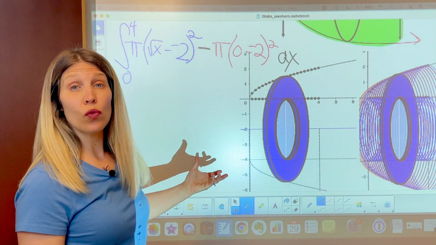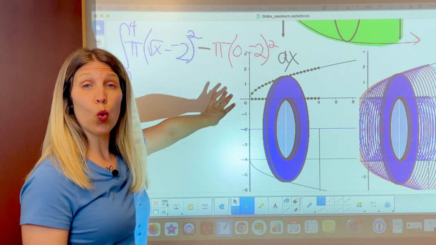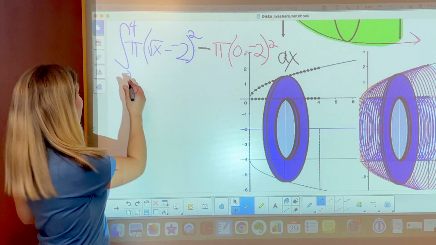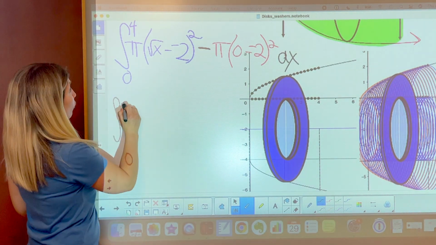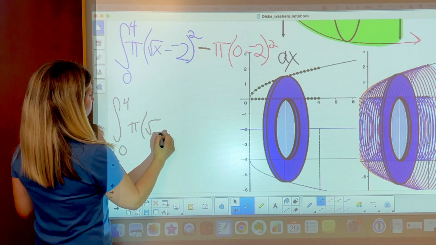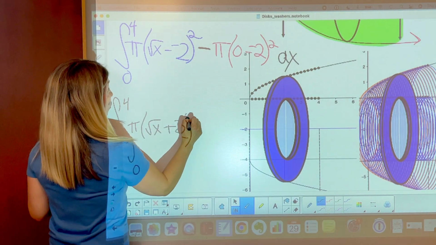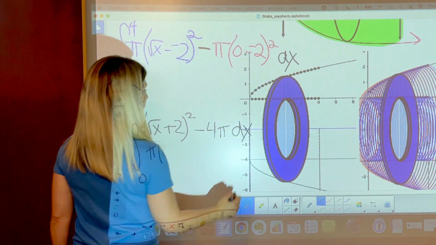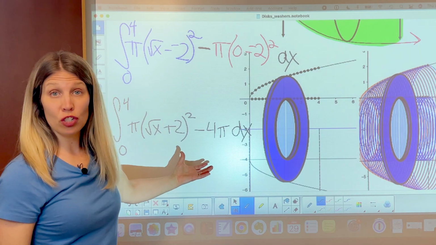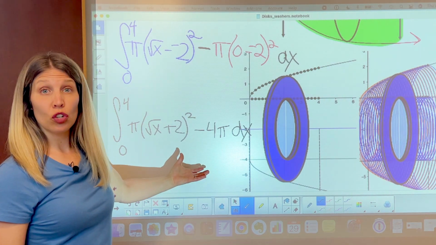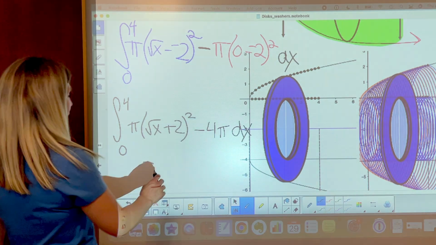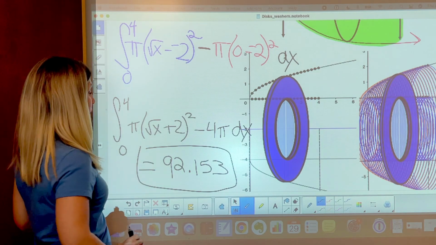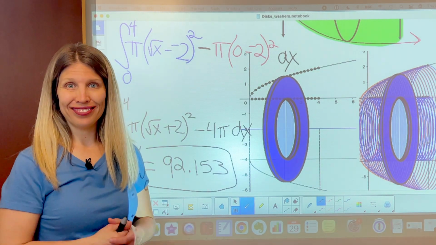So I brought these images over from the 3D imaging so you can see what one of the washers looks like and then the stack of washers. So let's clean up our equation. The integral from 0 to 4 of pi square root of x plus 2 squared minus 4 pi, right, once you simplify your math there, dx. Then you go ahead and you put this into your calculator and make sure you integrate from 0 to 4. You should get 92.153 for a final answer. And that is how you do a washer or a donut.